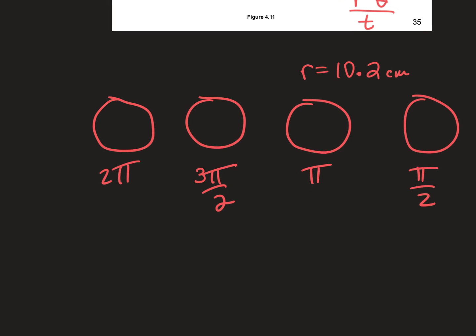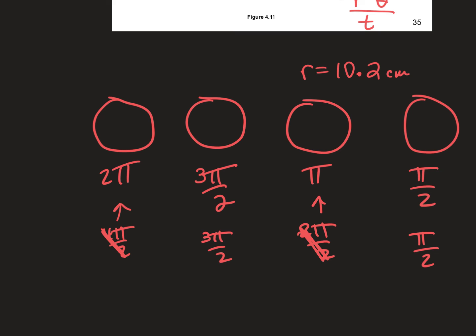Would you guys agree with me that one whole circle is 4 pi over 2? Yes. 3/4 of a circle is 3 pi over 2. Half of a circle is 2 pi over 2. And a quarter of a circle is 1 pi over 2. Right? We just cut it into 4 pieces. When we simplify 4 over 2, that's where we got our 2 pi. When we simplify 2 over 2, that's where we got pi.